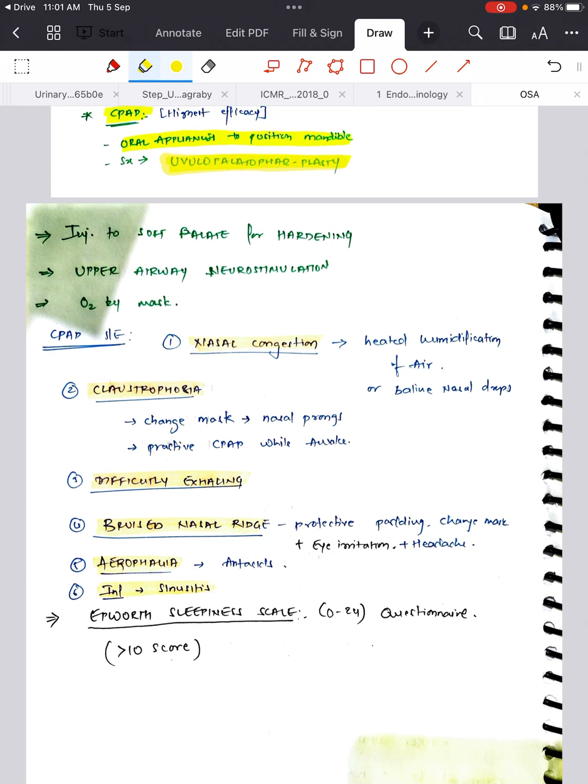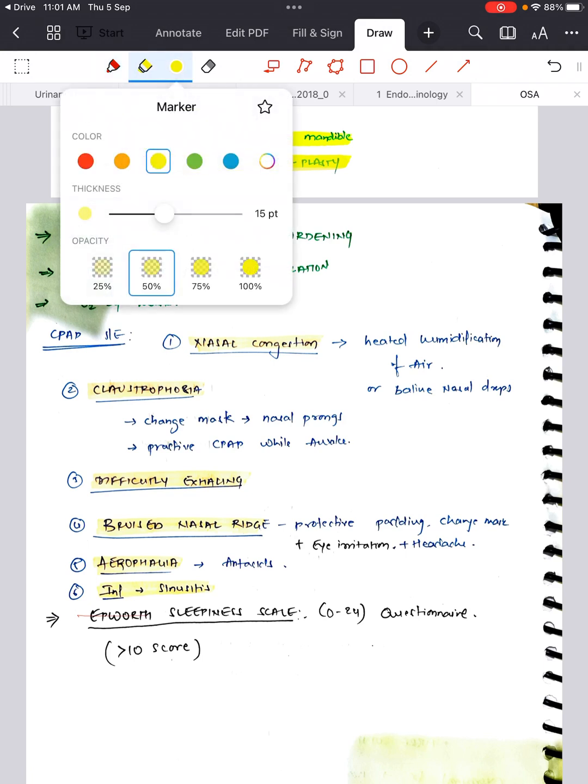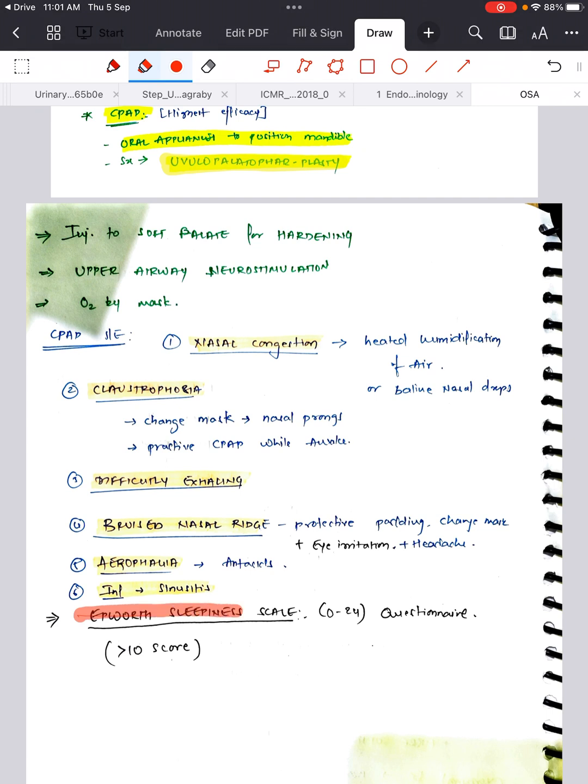Okay, this is the topic of OSA. There is one more sleepiness scale, which is called the Epworth sleepiness scale. It is a 0 to 24 score. It's a questionnaire. They'll ask about sleepiness, like when you get sleepy during reading, watching TV, or having lunch. Based on that, in this subjective test, the patient has to mark 0, 1, 2, 3, and based on that they'll diagnose OSA. A score of more than 10 is diagnostic of OSA.